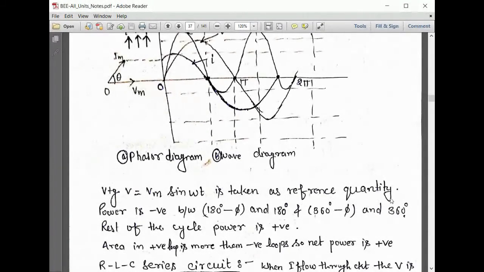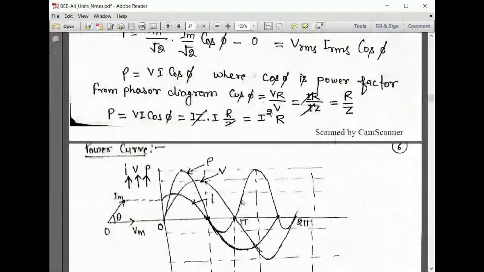And you can see the voltage V is equal to Vm sine of omega t, taken as the reference quantity, and power is negative between 180 degree to 180 plus phi and 360 minus phi to 360 degree, and in the rest of the cycle power is positive. The area in the positive loop is more than the negative loop, so net power is positive. So this is your RC series circuit.